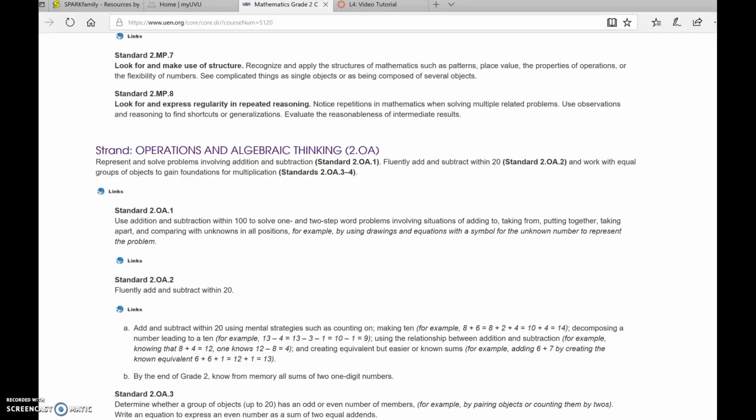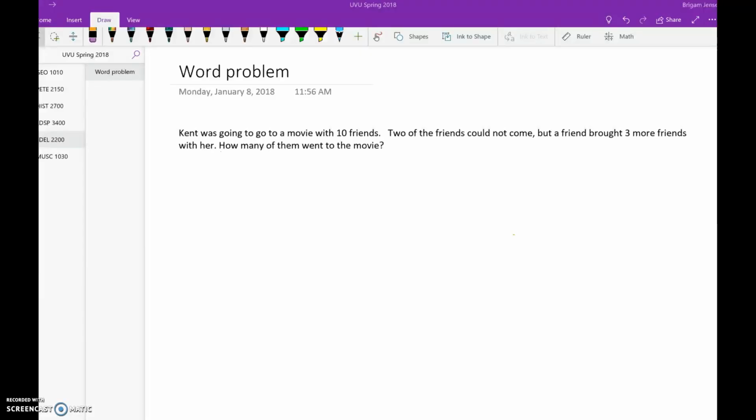Now, we're gonna do an example problem of this about Kent. The problem we're going to do is Kent was going to a movie with 10 friends. Two of the friends could not come, but a friend brought three more friends with her. How many of them went to the movie?